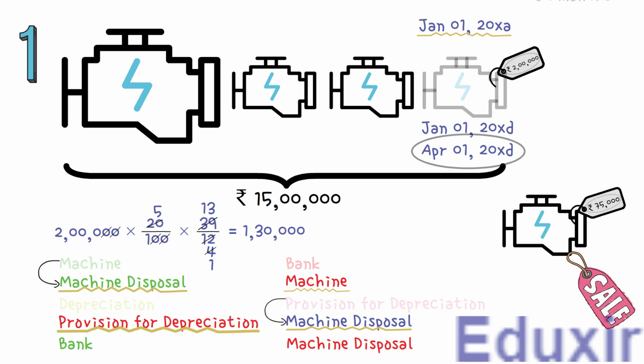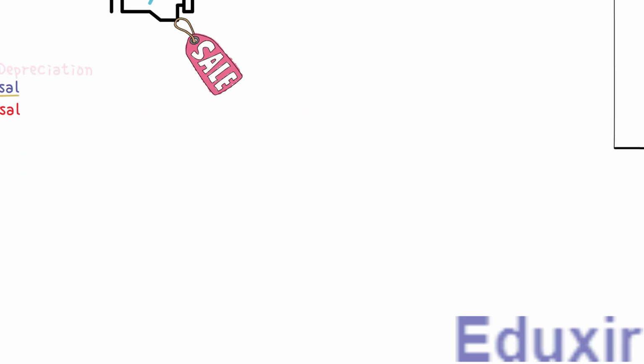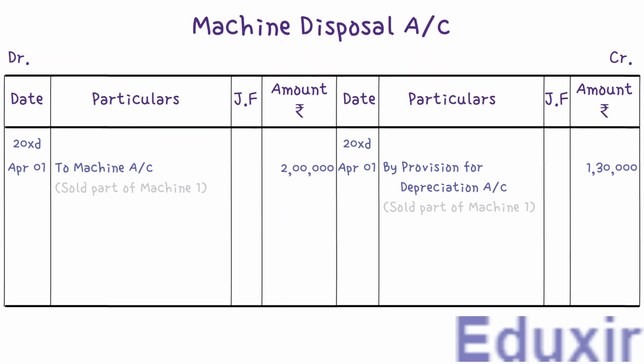However, as the preparation of the bank account is not in the scope of this problem, let us leave out the debit entry and directly post the credit part of this transaction into the machine disposal account on the credit side. As the date and year of this transaction is the same as the previous transaction on the credit side, we can skip the year and the date.